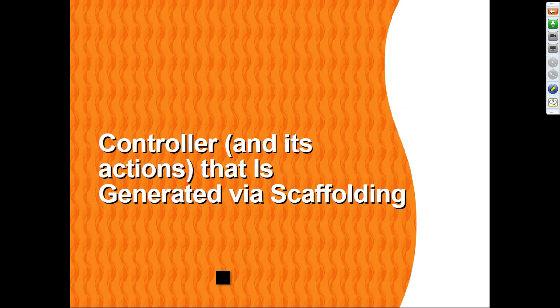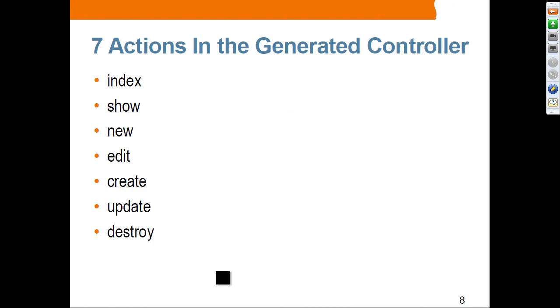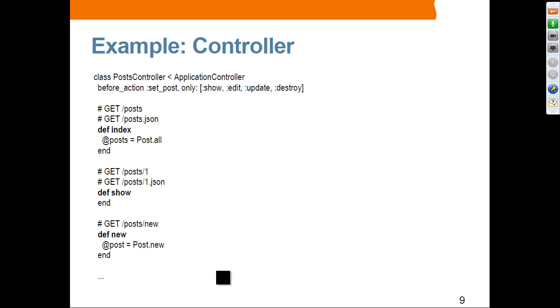So let's take a look at the controller that gets generated via scaffolding. It will add 7 actions in the controller: index, show, new, edit, create, update, and destroy. You can certainly guess what these actions are all about. So this is the post controller, and we have the index action, show action, and new action. I'm going to explain this code by looking at the code in the lab, because this slide is not complete code. It just shows that these are the actions that are added to the controller that gets generated. So this is all done for you.